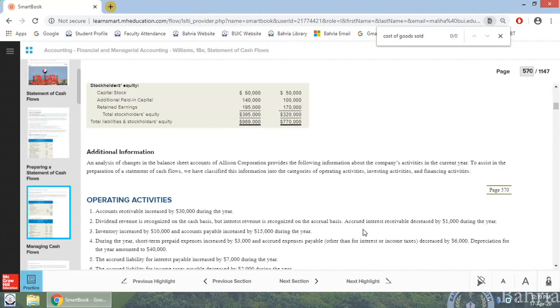So you have to net it off. Any increase or decrease could be netted off. Accrued interest receivable decreased by $1,000 during the year. Now we have to see. Then there are two things. First is the dividend revenue, and then there is the interest revenue. Okay, accrued interest is, let me see. There's interest receivable decreased.